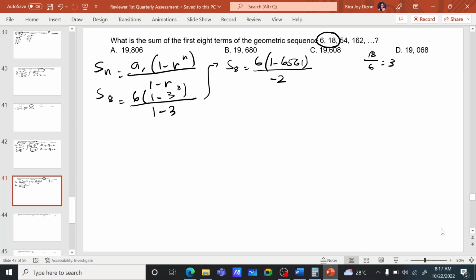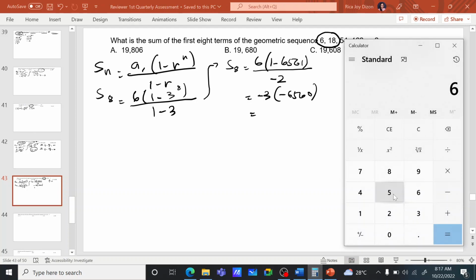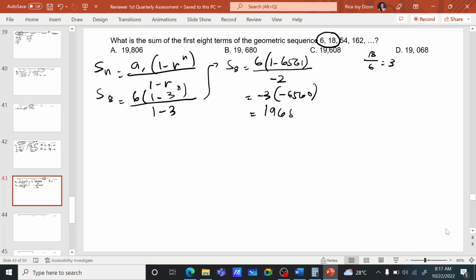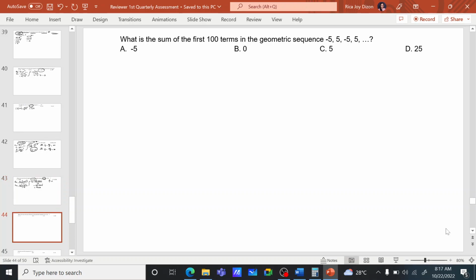In the denominator, 1 minus 3 is negative 2. Now we can divide 6 by negative 2. That gives us negative 3. 1 minus 6,561 is negative 6,560. Times negative 3, let's multiply. 6,560 times 3 equals 19,680. We know that negative times negative is positive. That's option B.